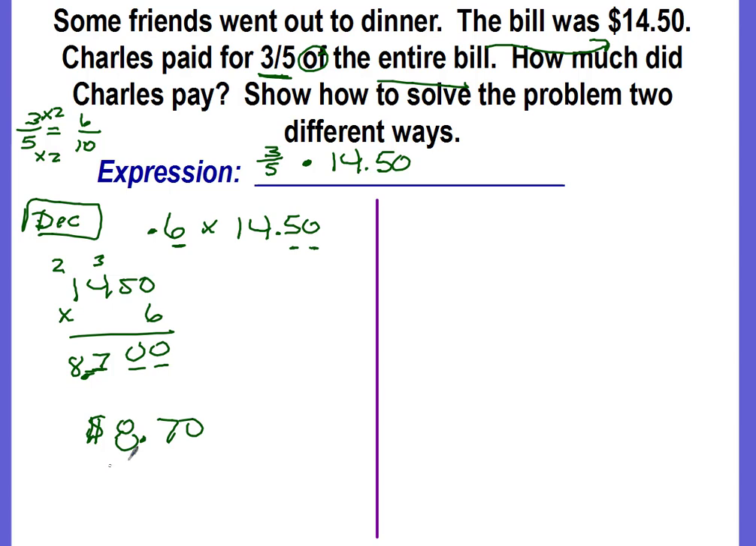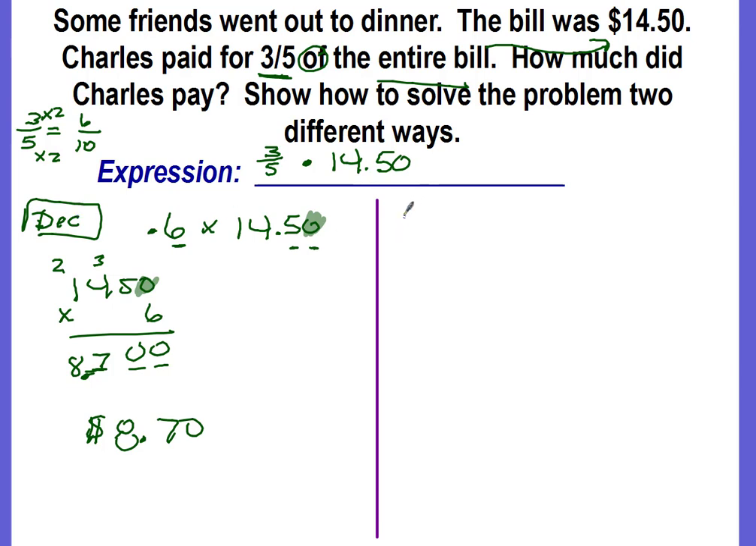Pretty easy. Now I want to say something. Some of you are going to want to drop this 0 right here when you're multiplying, and that's fine, but if you drop that 0, you cannot count it as a decimal place value.